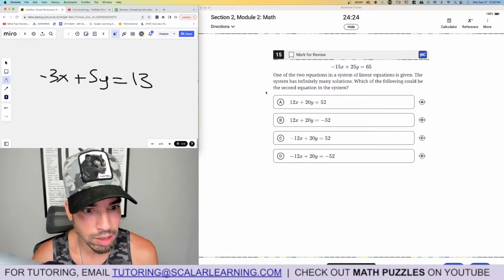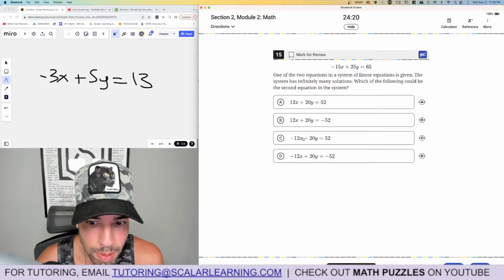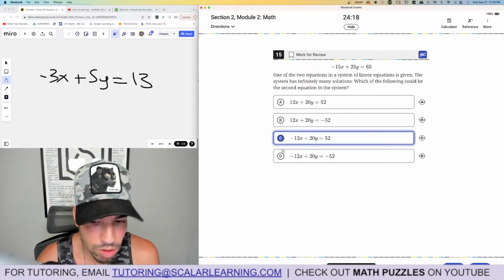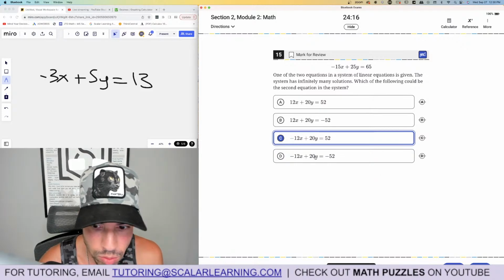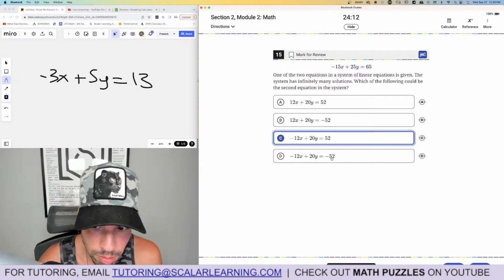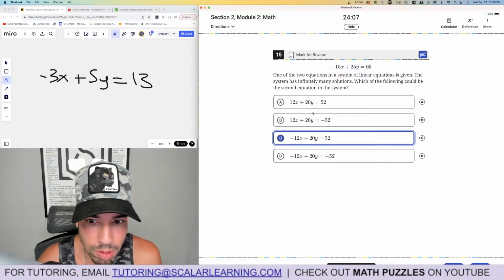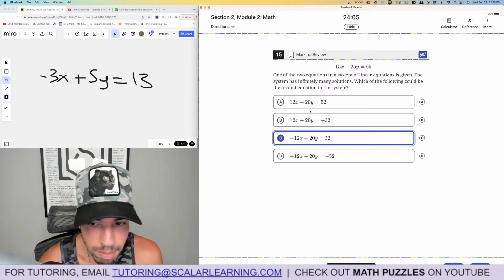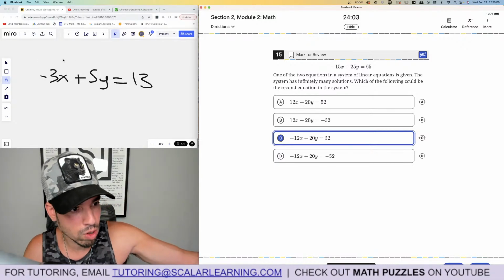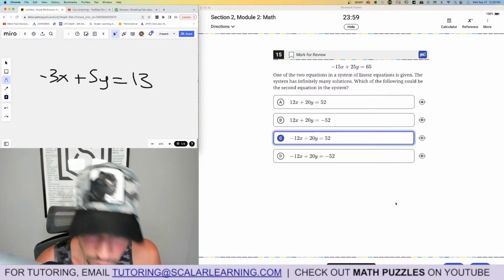So now one of these has to be a multiple of this. So let's see. If I take this and multiply by 4, I get C, which means it's identical. So C is the winner. Just double check this one. Yeah, this negative 52 should be positive in this case. They can't both be positive, right? Because if you multiply by negative 1, you'll flip this one, but you'll flip this one as well. So C is definitely the answer.